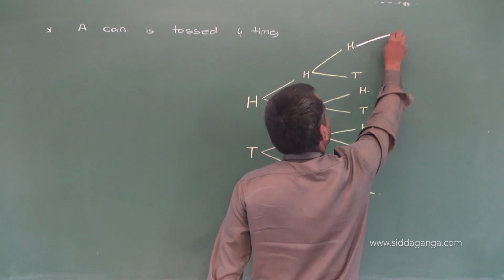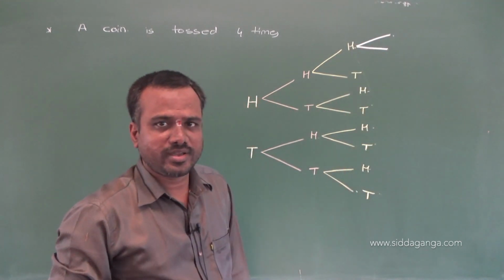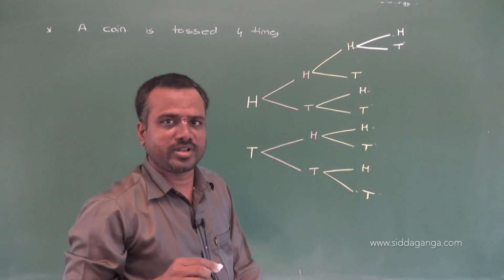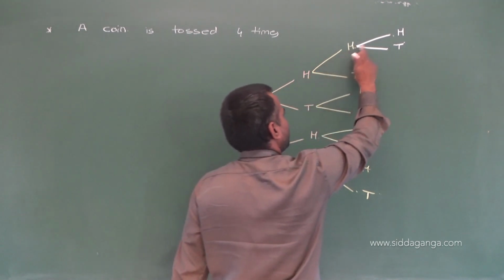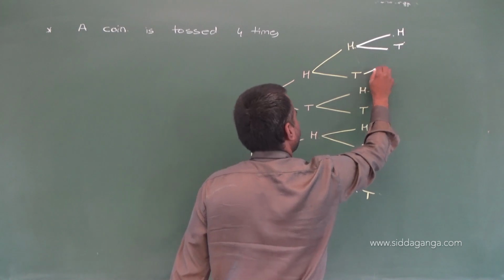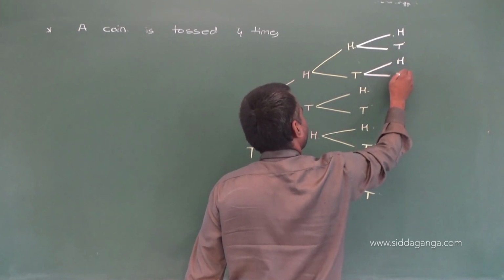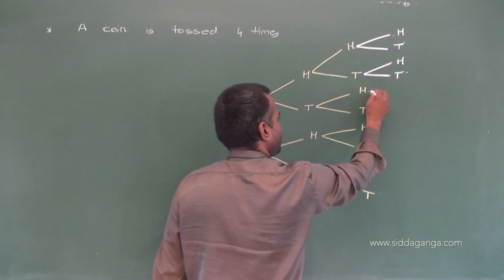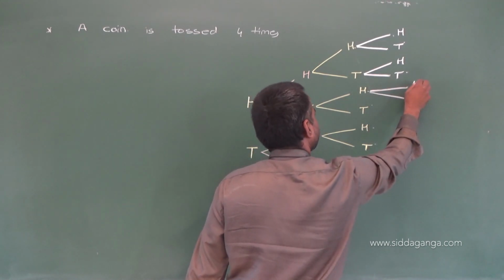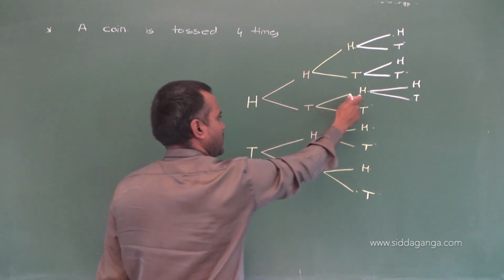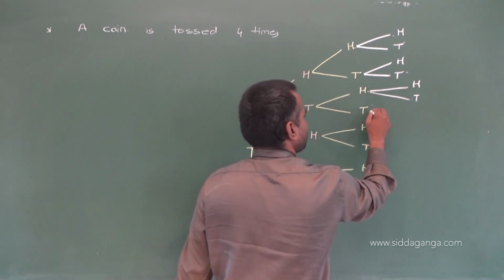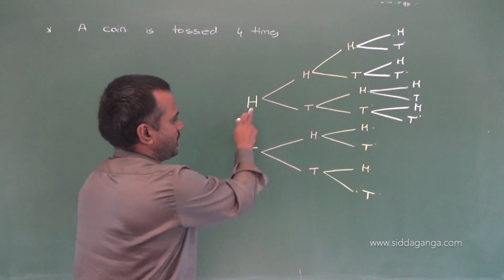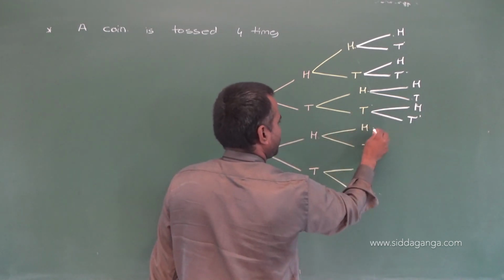Suppose if a coin is tossed four times: head, head, head, head; head, head, head, tail; head, head, tail, head; head, head, tail, tail; then head, tail, head, head; head, tail, head, tail; head, tail, tail, head; head, tail, tail, tail, like that.